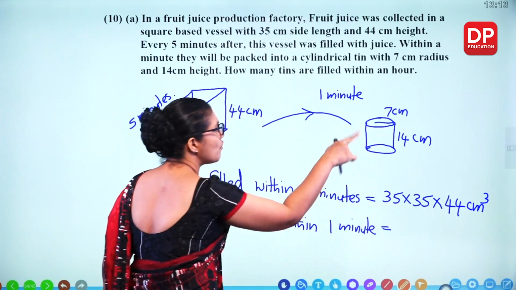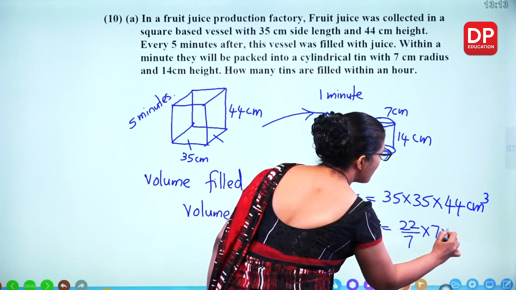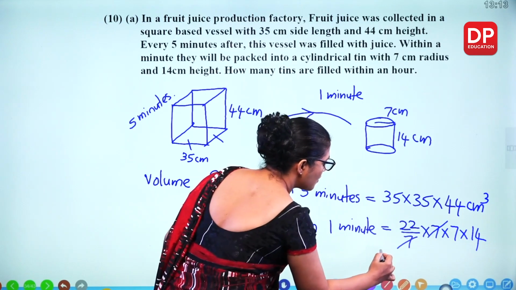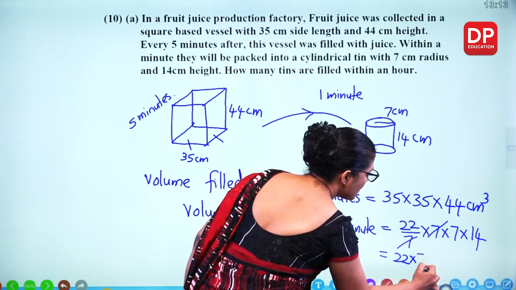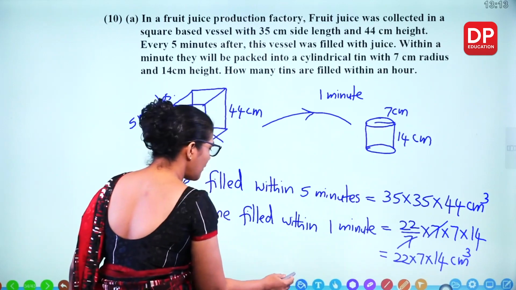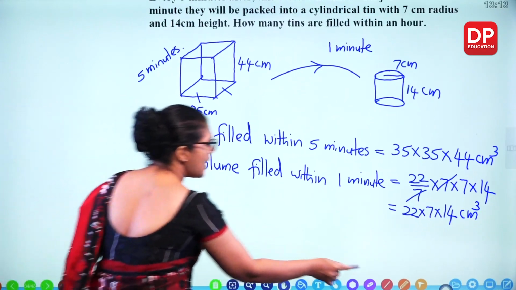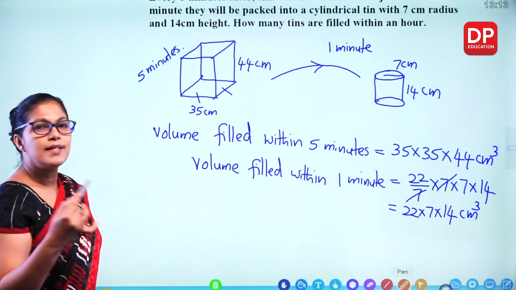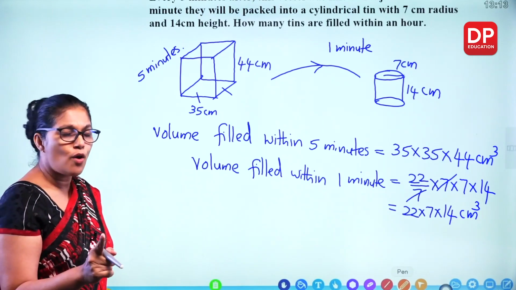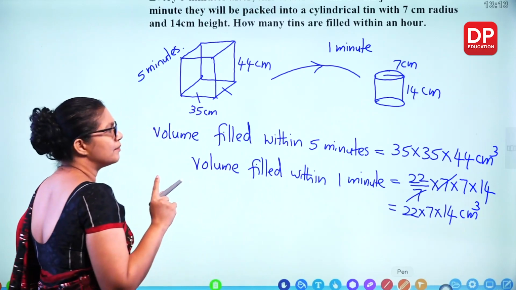That means volume of this is pi, 22 over 7, r squared h. 7 and 7 cancel, so you get 22 times 7 into 14 cubic centimeters. So altogether, how many minutes does it take? 5 and 1, 6 minutes. So within 6 minutes, you can find out how many tins you can fill.